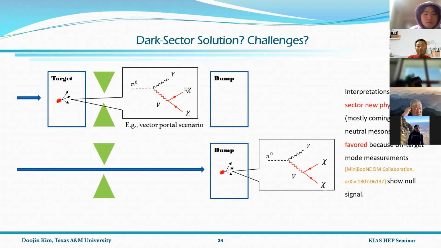So that's why their solution is not in conflict with the MiniBooNE off-target mode measurement, because all the charged pions and kaons, the charged mesons, are essentially absorbed in the dump. Their signal is not coming from neutral particles.